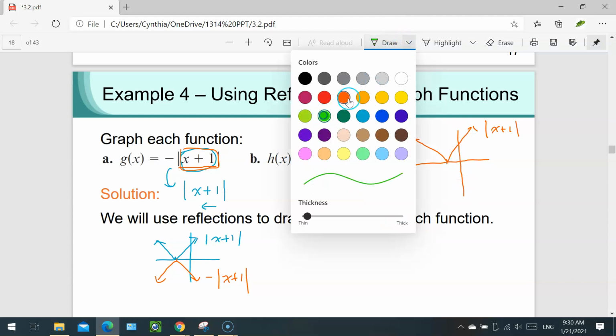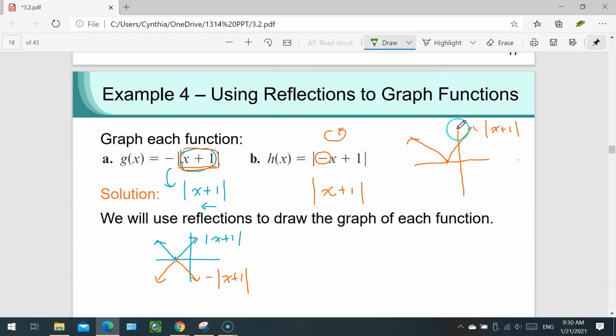So I'm going to change this color. Based on the y-axis, it reflects, which means there's a mirror image along the y-axis. So this point is -1. The mirror image on the other side from the y-axis must be +1. So the vertex point will reflect on the other side, with the vertex at 1. So the green graph would be the absolute value of negative x plus 1.